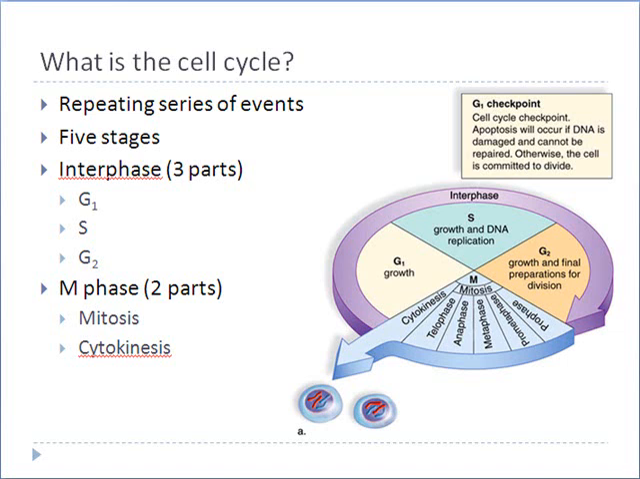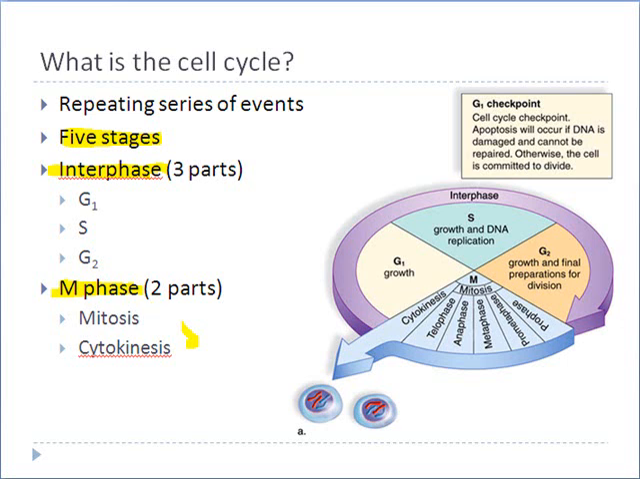A cell has a similar series or sequence of events that are very predictable that occur, and the cell can go through these multiple times, or a cell may only go through it once, depending on the type of cell we have. There are 5 different stages to the cell cycle. There is the interphase phase, which consists of 3 subphases, and then there's the M phase, which consists of 2 subphases for a total of 5.